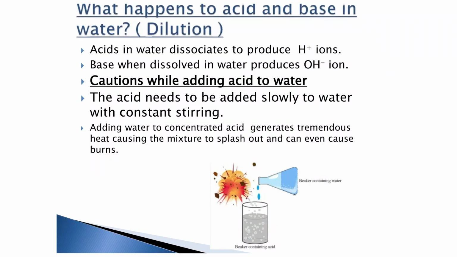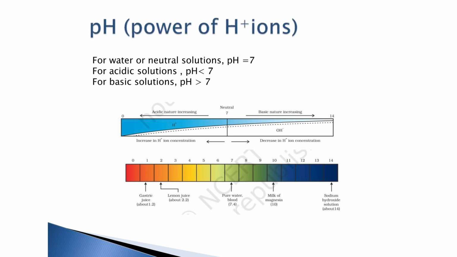On dilution, acids produce hydrogen ions, and bases produce hydroxide ions. Care has to be taken on diluting the acid. Acid should be added to water with constant stirring, not vice versa. The solutions which have pH less than 7, we define as acid, and solutions which have pH greater than 7, we call as a base.